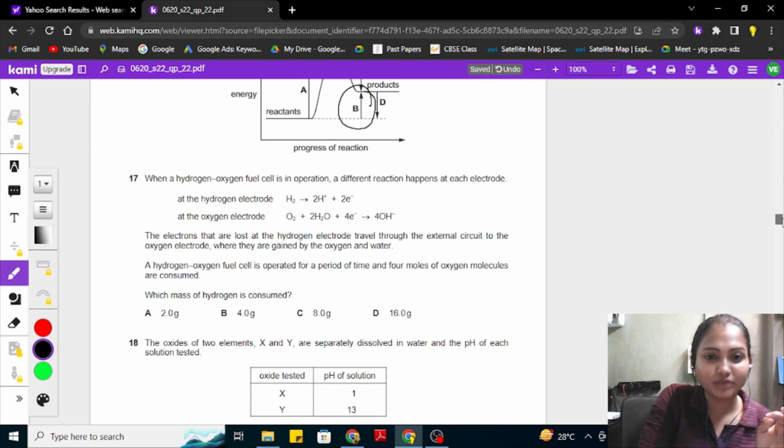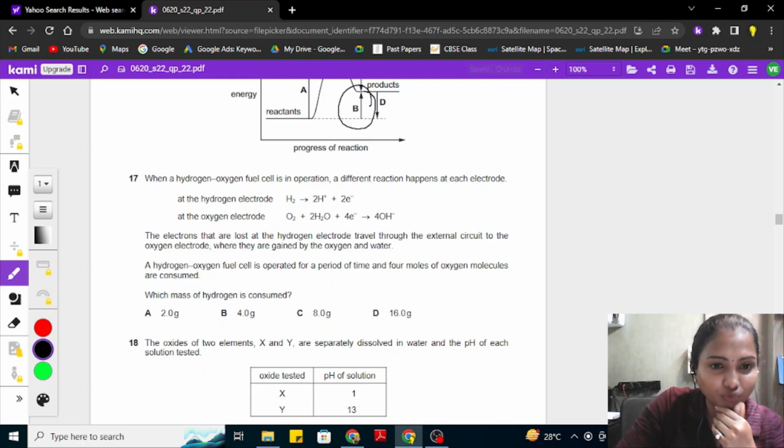Moving to question number 17, when a hydrogen-oxygen fuel cell is in operation, a different reaction happens at each electrode. At the hydrogen electrode, hydrogen gas loses electrons. This is basically oxidation which is happening. There is loss of electrons. And at the oxygen electrode, there is reduction which is happening.